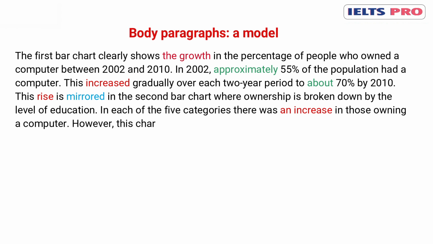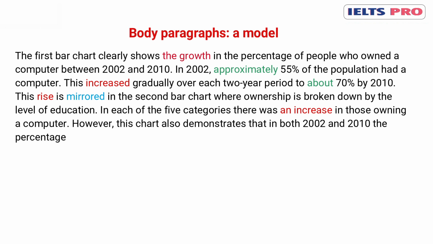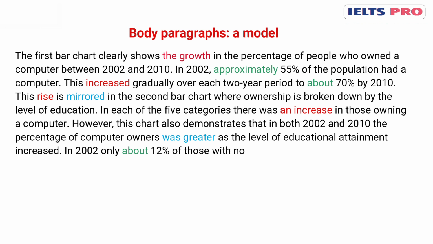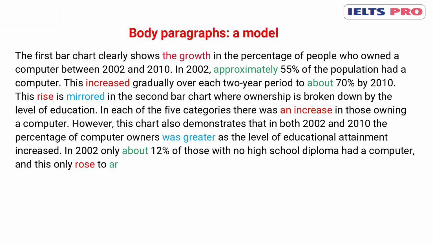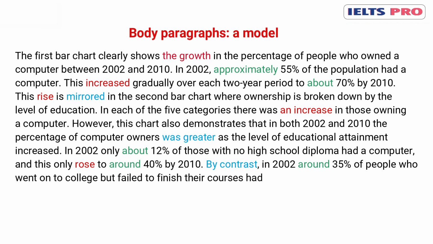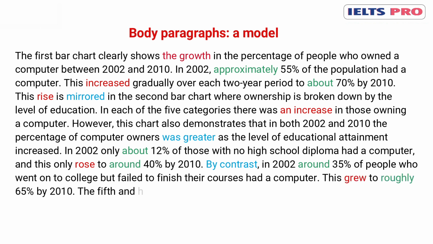However, this chart also demonstrates that in both 2002 and 2010 the percentage of computer owners was greater as the level of educational attainment increased. In 2002 only about 12% of those with no high school diploma had a computer, and this only rose to around 40% by 2010. By contrast, in 2002 around 35% of people who went on to college but failed to finish their courses had a computer. This grew to roughly 65% by 2010.